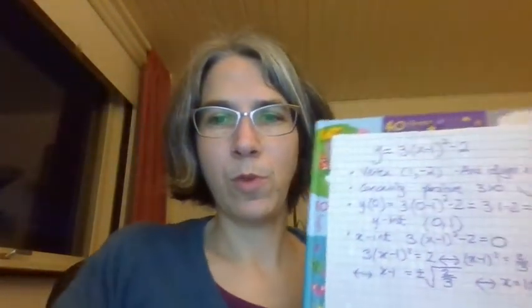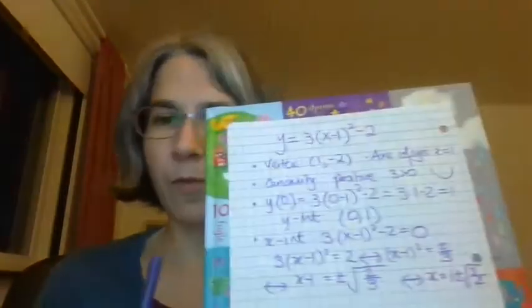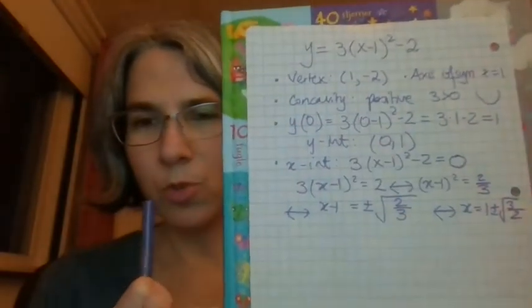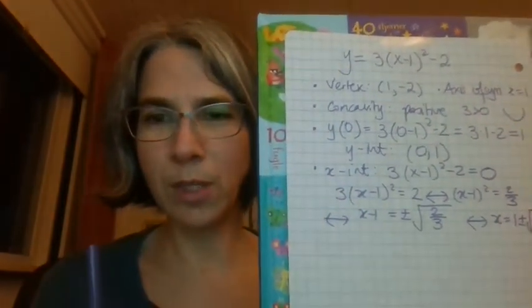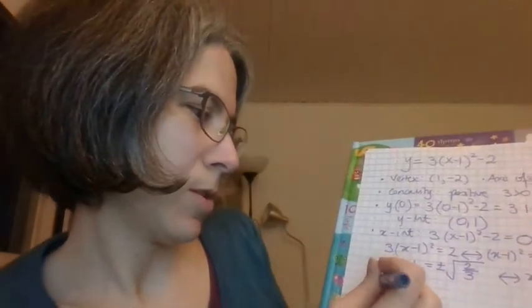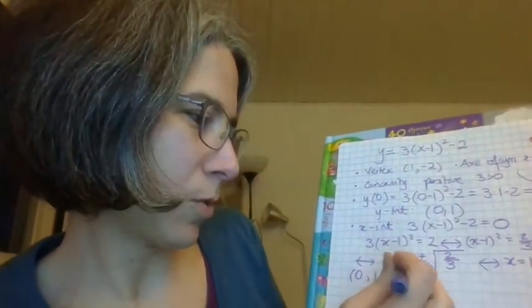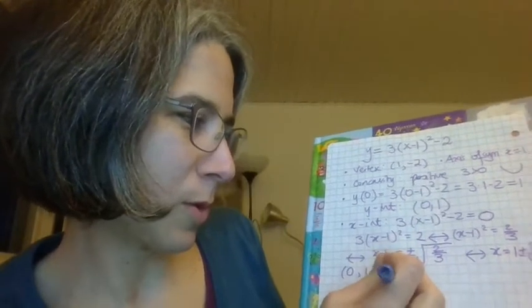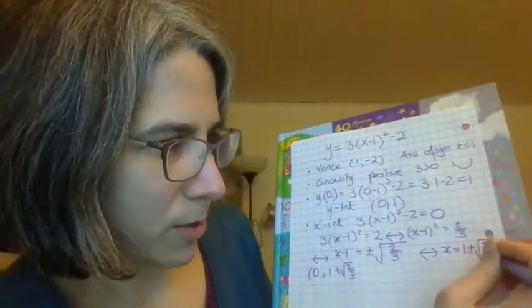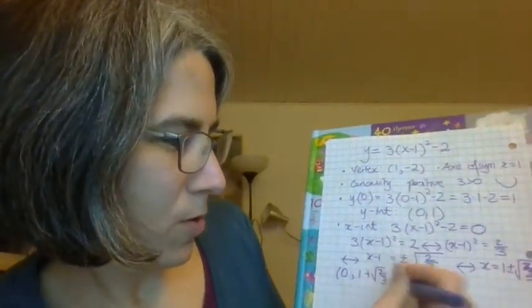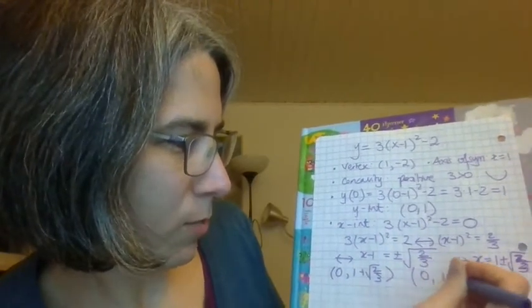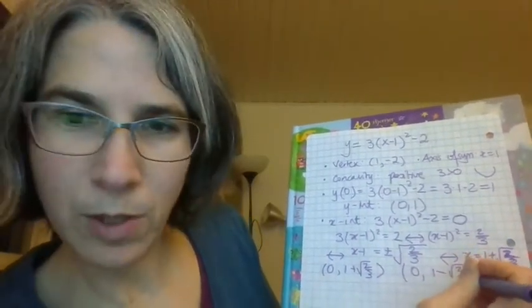So we have over here two options for the x-intercept. 0, 1 plus square root of 2 over 3. I'd switch them here. Or 0, 1 minus square root of 2 over 3.